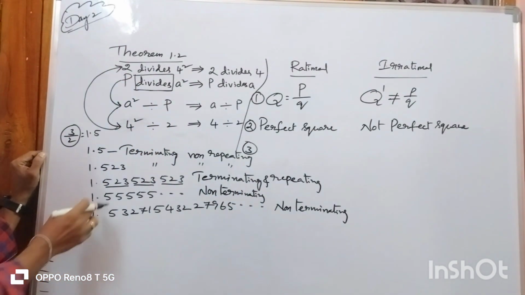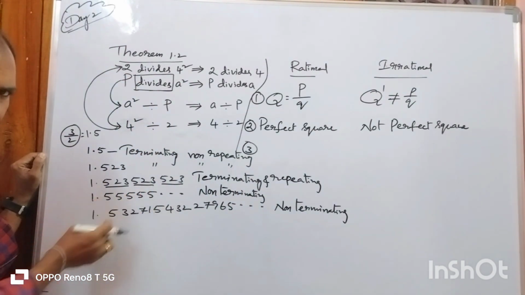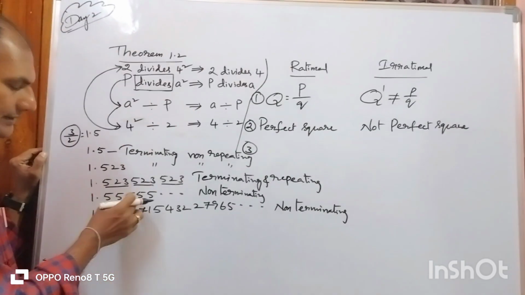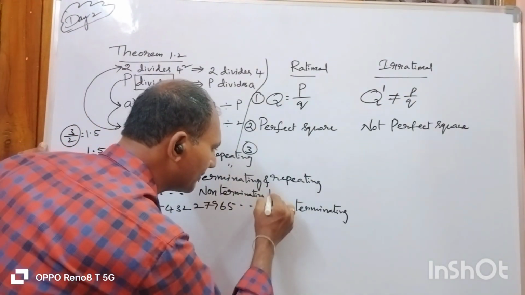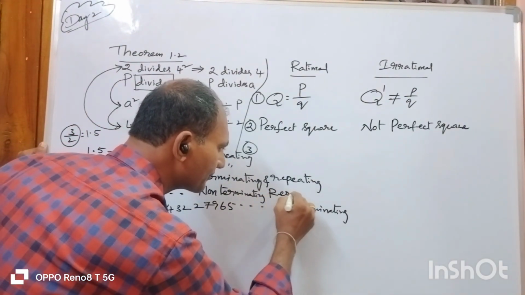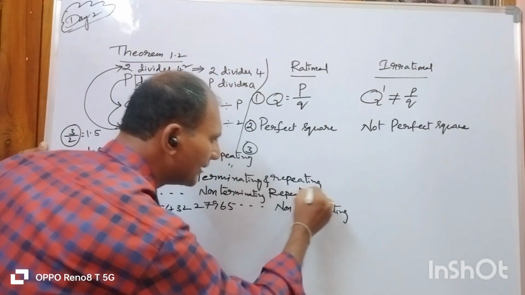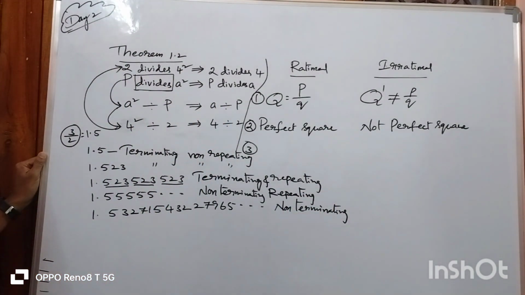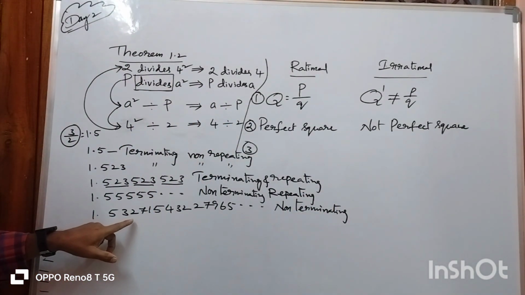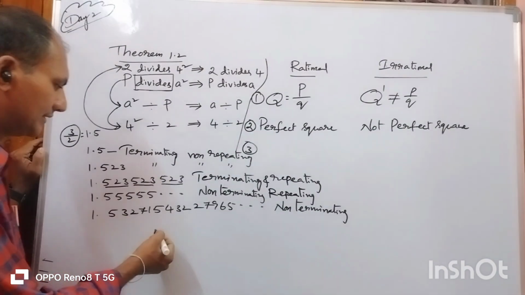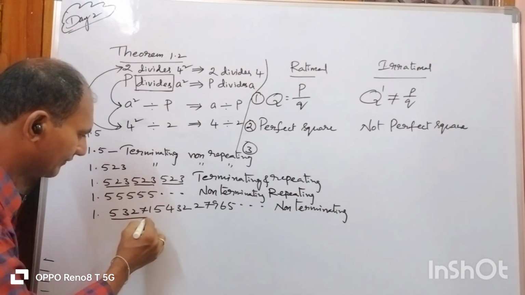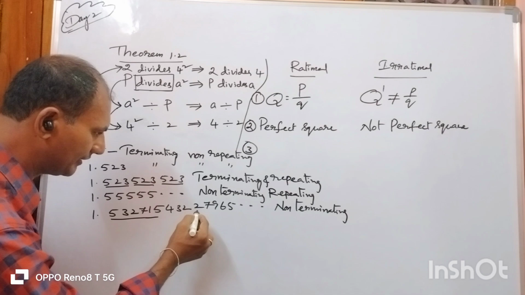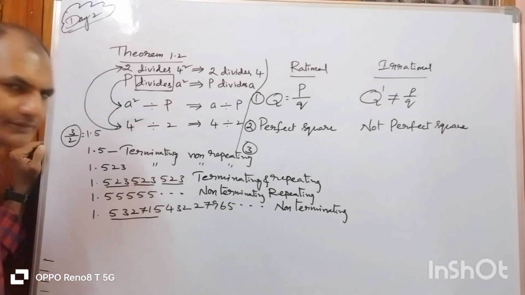Non-terminating. This is non-terminating. Is it repeated or not? Yes, it is repeated. Non-terminating, repeated. But this one, do you see any repetition? Is there repetition? See 5, 3, 2, 7, 1, 5. Is it repeated? No, not there.